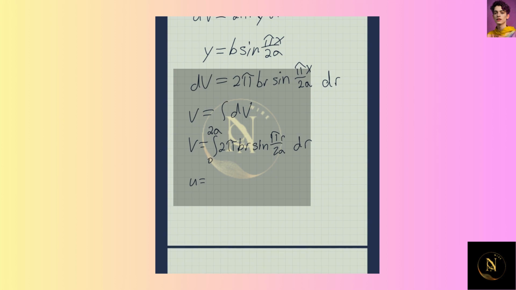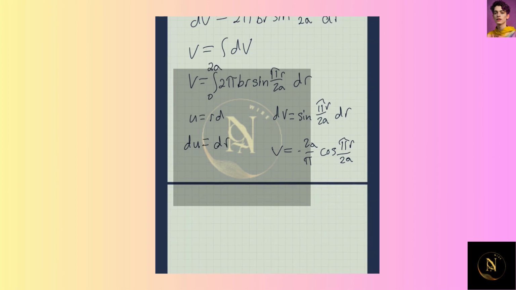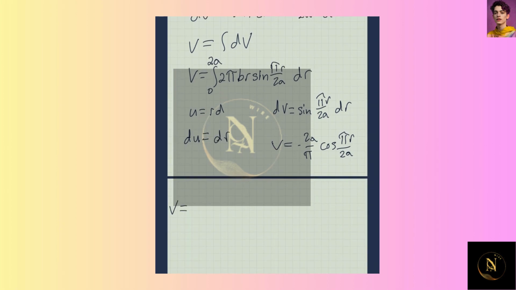To perform this integral, we'll do integration by parts, where I'll select r for u, which would make du equal to dr, and then for dv, I'll use sine pi r over 2a dr. So then v would be negative 2a over pi cosine pi r over 2a.